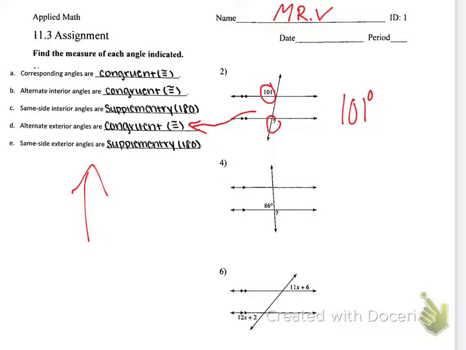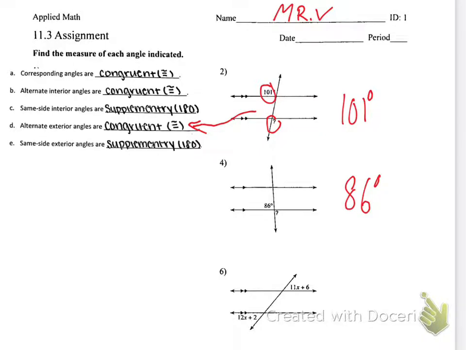Same thing for number 4. None of these up here can explain number 4, because you should already know number 4, and that's vertical angles. If you need to write that in your notes, go ahead. Vertical angles are congruent, so that would mean it's 86 degrees.